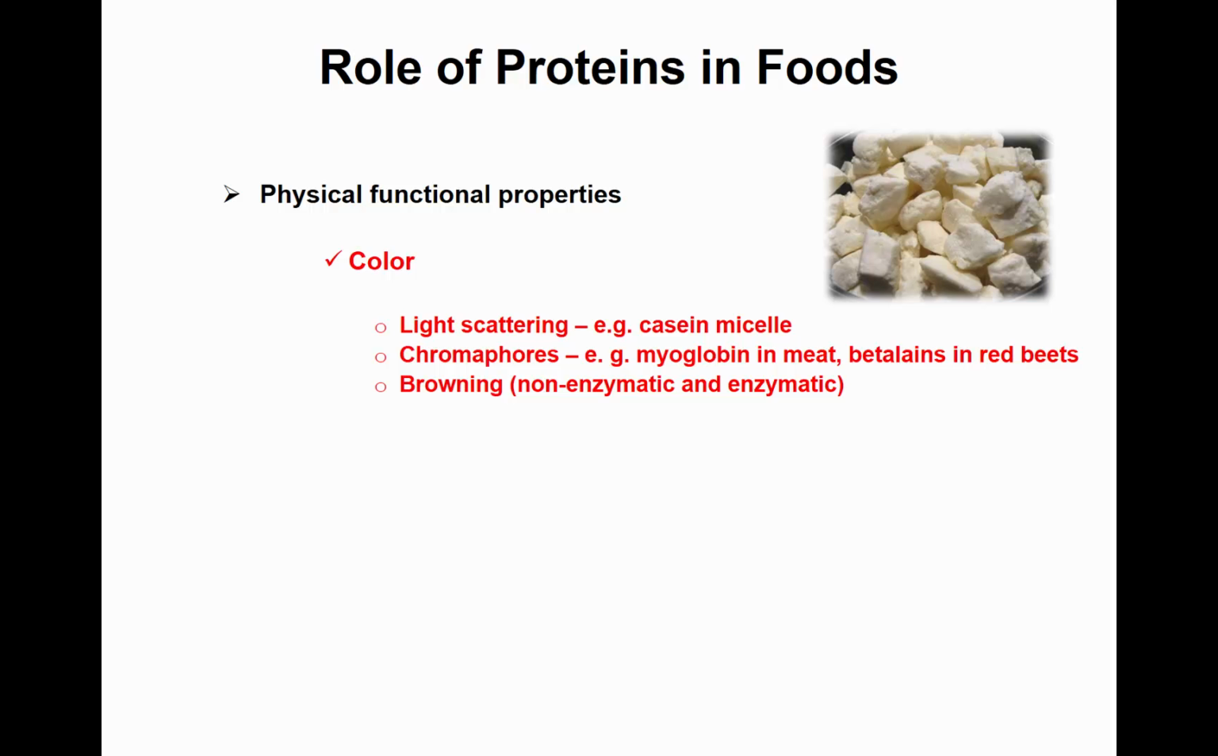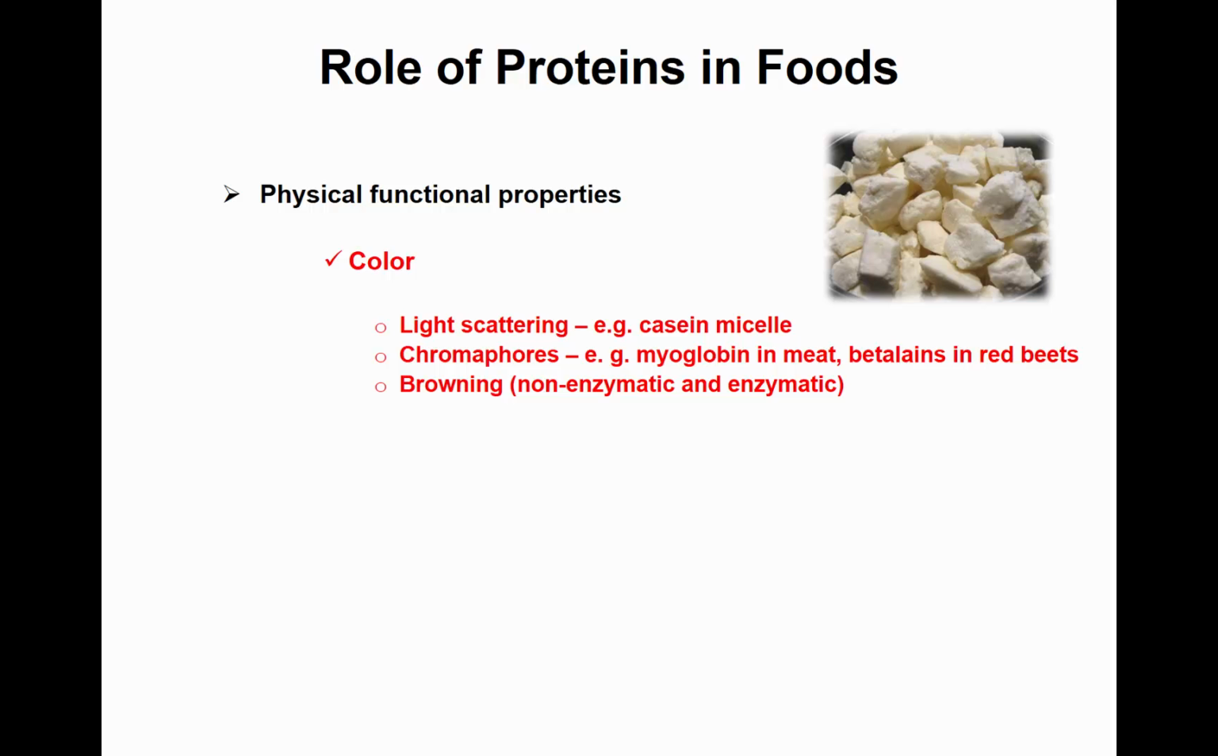What's the color? College board question. Come on. Okay. They are chromophores, so they absorb light, such as myoglobin in meat, betalains in red beets, so they give you that red color.